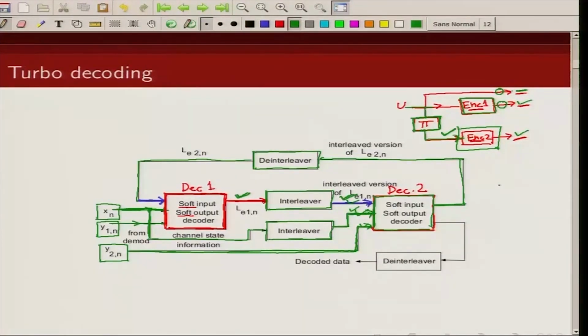So this is an iterative process which goes on, and after a fixed number of iterations, or you can use some stopping criterion, finally you take a decision. So I can take the decision, let us say, from the second decoder. So this is my a posteriori probability.